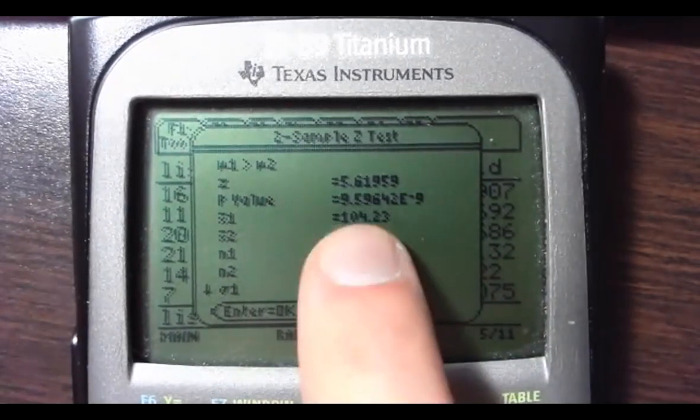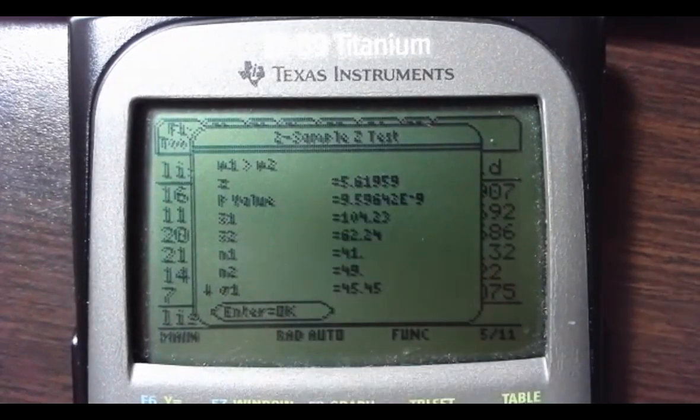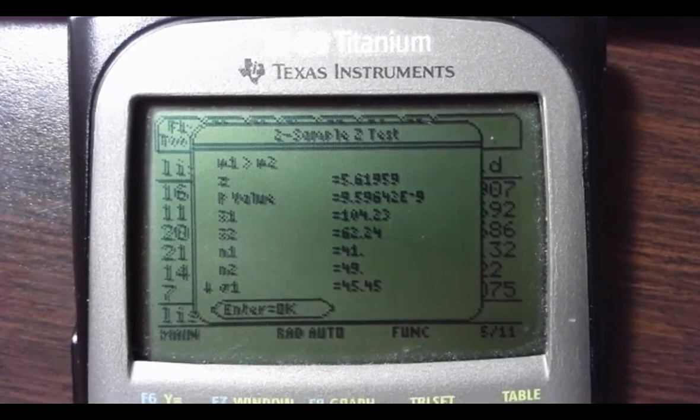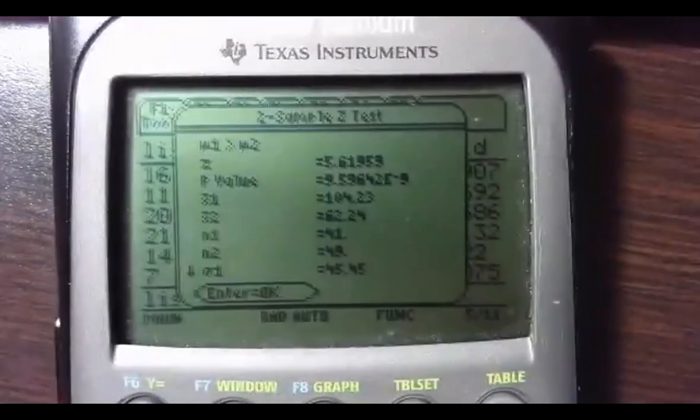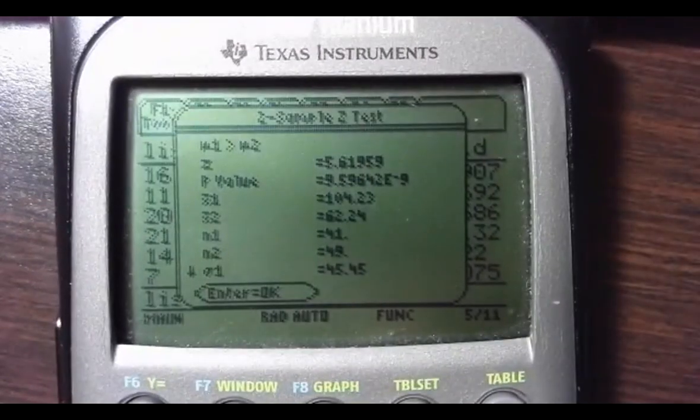So 5.6, definitely reject the null. All right, thank you. Okay. Alex, can I ask a couple clarifying questions? Yes, of course.